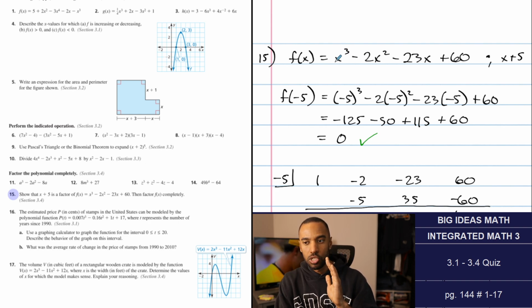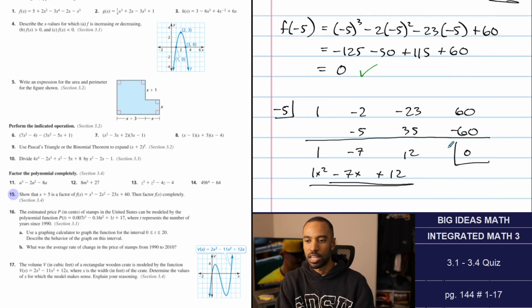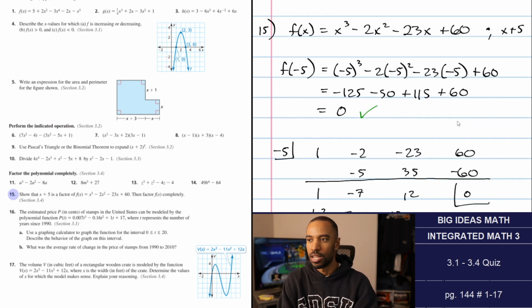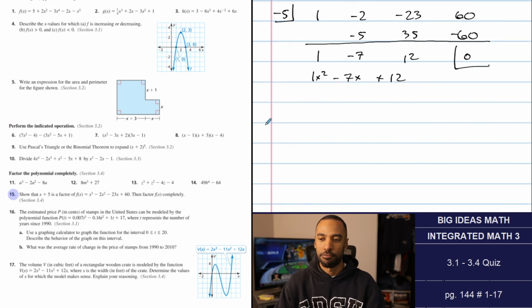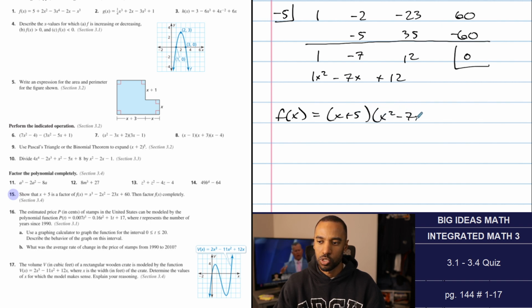Now, what we're attempting to do is factor this. So I can rewrite this polynomial as a combination of this times this. And that's what I'm going to do. I'm beginning the factorization. I didn't just divide out x plus 5. I factored out x plus 5. So f of x is x plus 5 times x squared minus 7x plus 12.